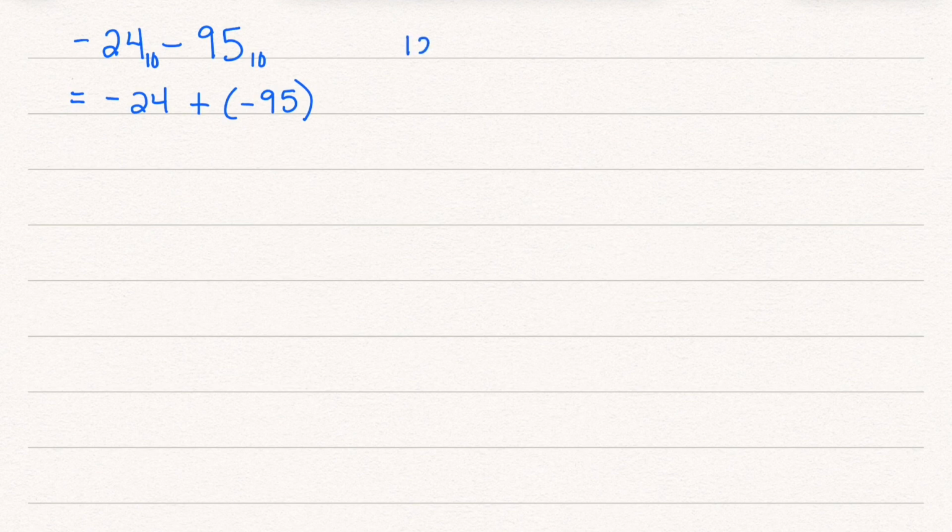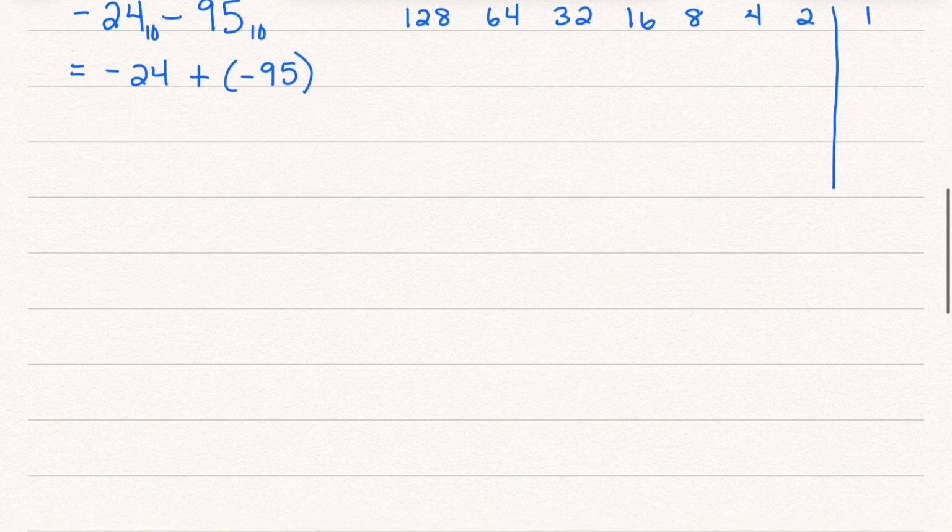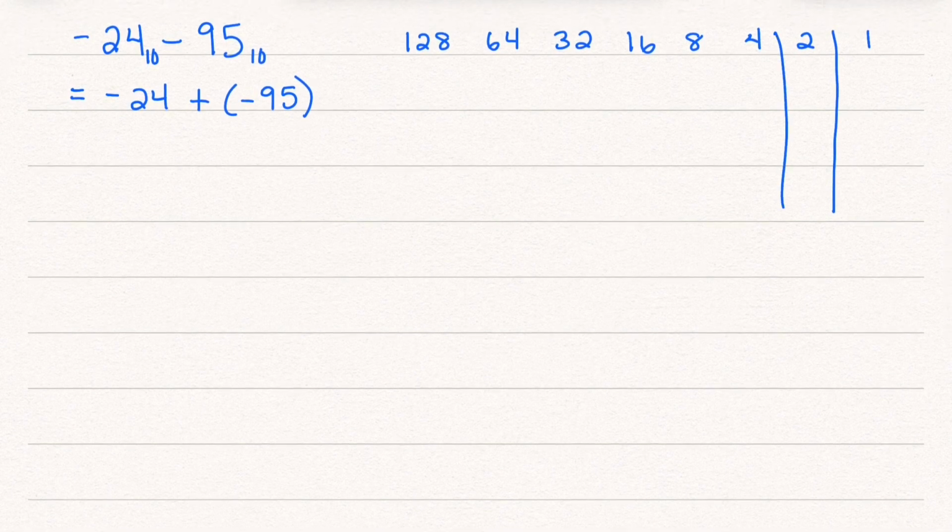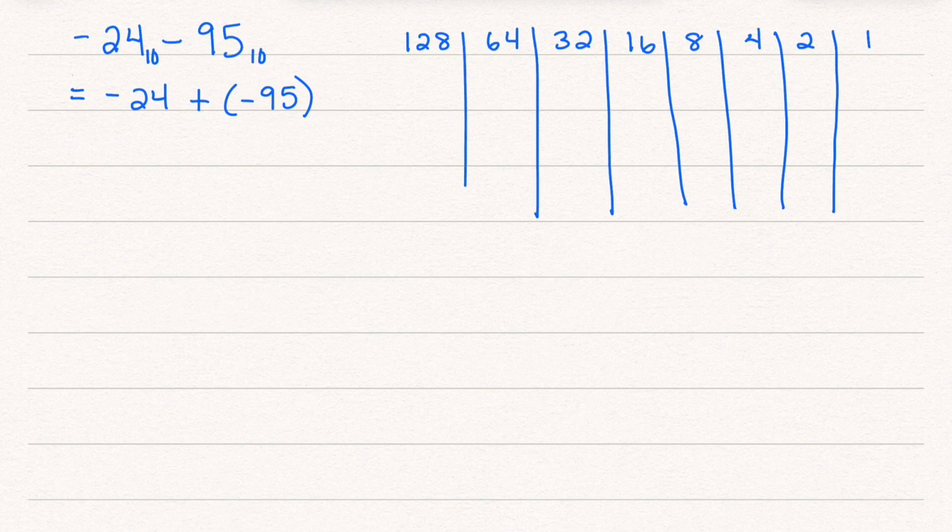So I'm going to draw my chart. Give myself lots of room here. And I'm going to write 24 in binary. So the highest I can go is to 16, which leaves me 8 left over. So I can put a 1 in the 8's place. And I'm going to fill up all the other spots with zeros.